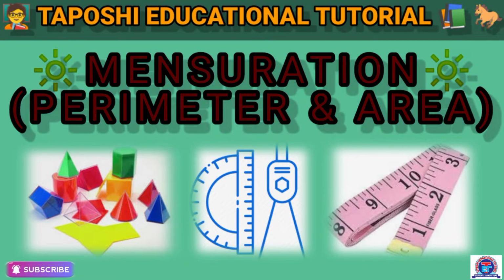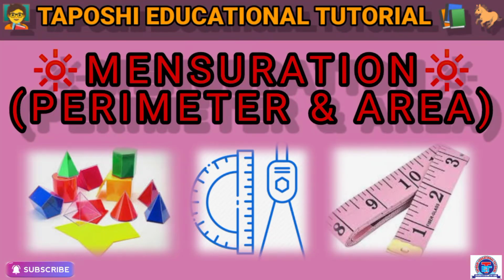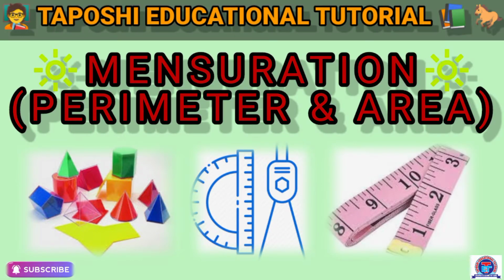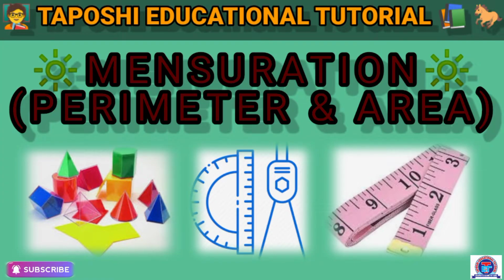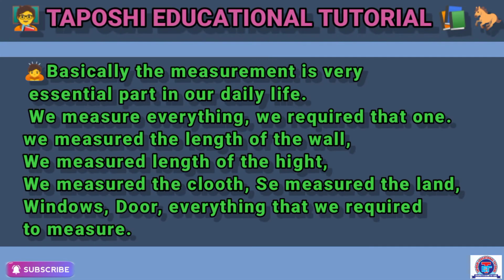Today, I bring a new interesting chapter, that is mensuration, which means the measurement. That means we understand the perimeter and area of a rectangle figure and a square figure. Okay, student, basically the measurement is a very essential part of our daily life. We measure everything, we require that.